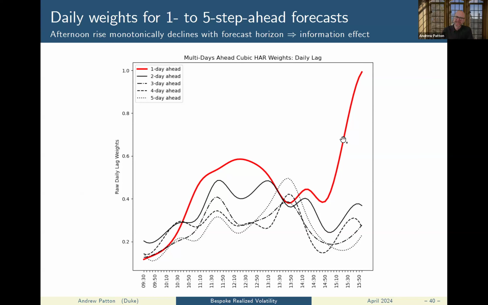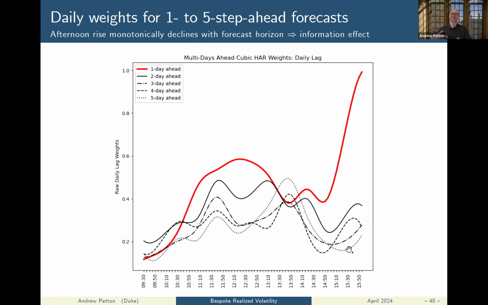So the red line is the same shape I showed you earlier. I notice now that it's got a slightly different pattern to the picture I just showed you. This is version control issues. We've updated the estimation method slightly, so we're getting slightly different images out. So the red line is what I showed you earlier. It tracks time of day to the first half, and then it shoots up in the afternoon. The solid black line is the 2-day ahead forecast. Dashed line is 3, dot dash is 4, and dotted is 5-day ahead.